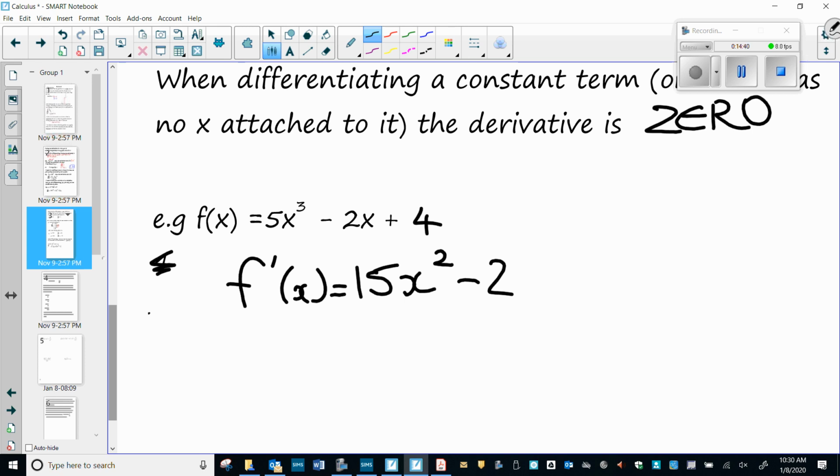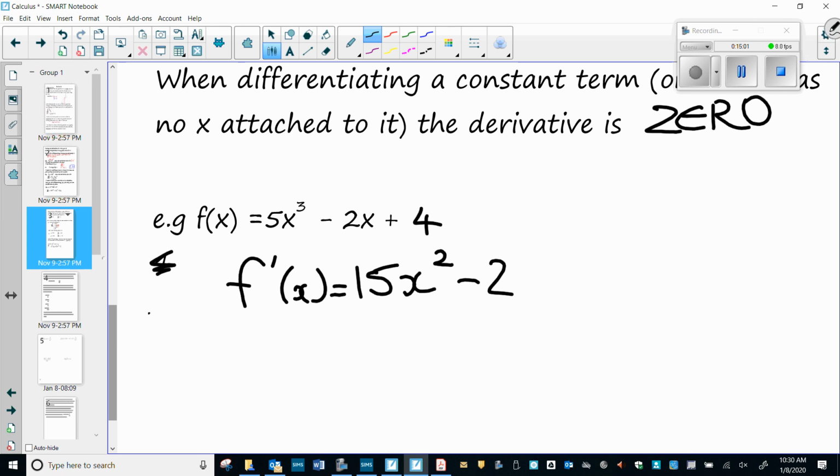And the 4 is a constant term, which is always 0. We never write plus 0. Why is 4 0? We just said that here. We're differentiating a constant term. Something that has no x attached to it is always 0. Okay?